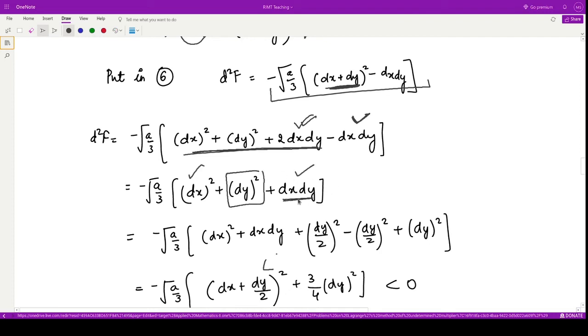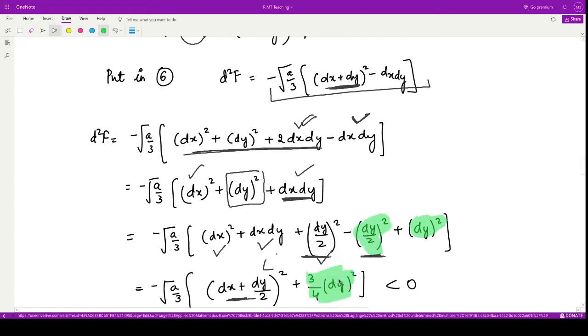How can we do that? This is the mixed term. So we divide this mixed term by 2, take the square of that, add the square of that, and subtract the square of that quantity. That is why you have this quantity as the first term, and you have this dy square term and this term. So this is equal to this term.